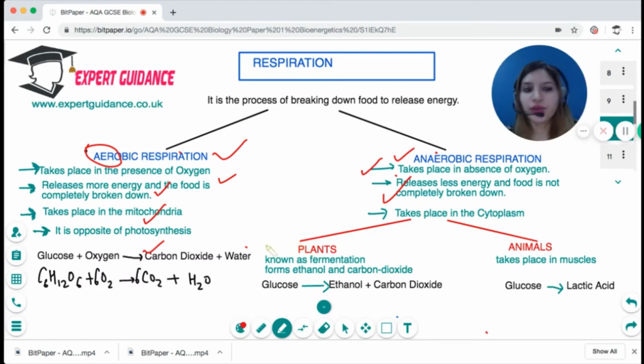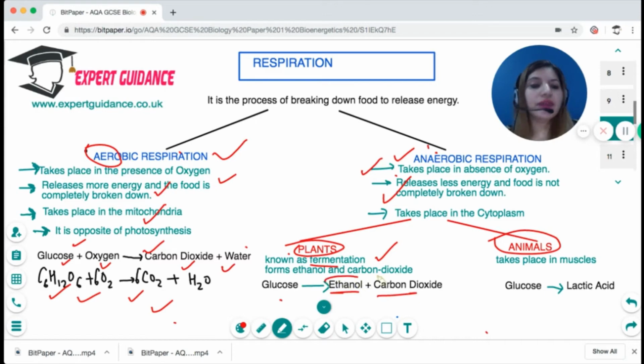Now, you should know the word equation for both aerobic and anaerobic respiration. For aerobic respiration, it's the opposite of photosynthesis. So, glucose plus oxygen gives carbon dioxide and water. So, C6H12O6 plus 6 O2 gives 6 CO2 and 6 H2O. For anaerobic respiration, there are two types, one in plants and one in animals. The anaerobic respiration in plants is fermentation, where glucose breaks down to form ethanol and carbon dioxide.